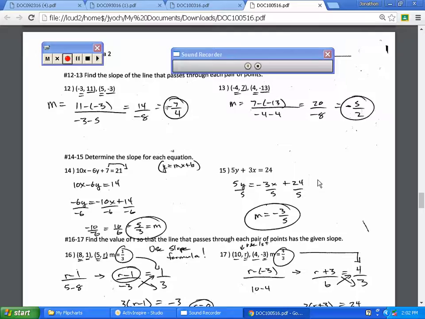Determine the slope for each equation. That's y equals mx plus b form. So move the 7 over, then subtract 10x from both sides.